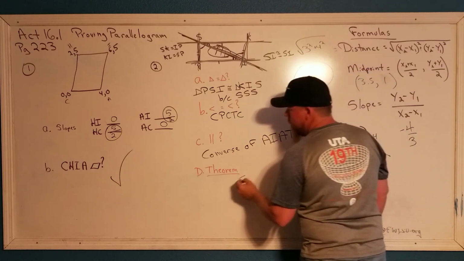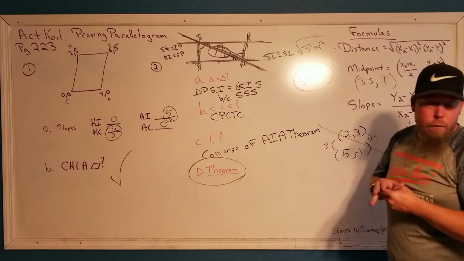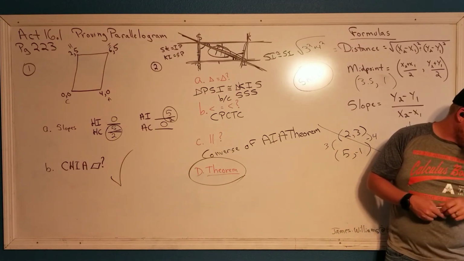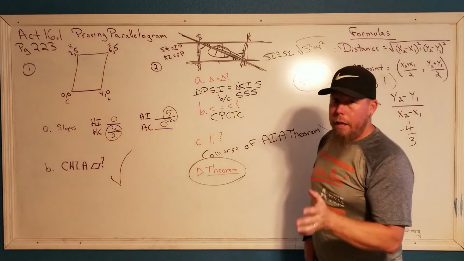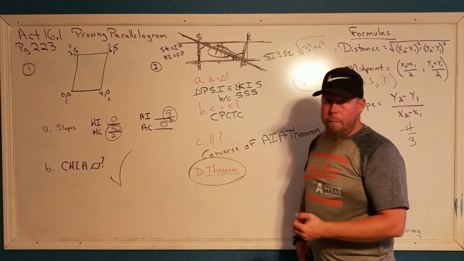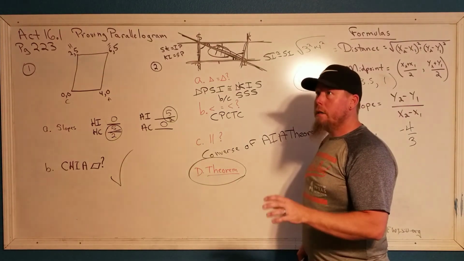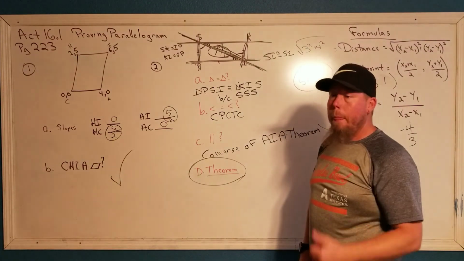Now, what does the last part want? It wants you to come up with a theorem. They've given you most of the words. It says if both pairs of opposite sides of a quadrilateral are congruent, then the quadrilateral is a blank. It is a parallelogram. If both pairs of opposite sides are parallel, then the shape is a parallelogram. Hopefully that makes sense.